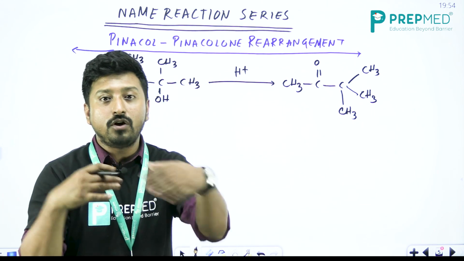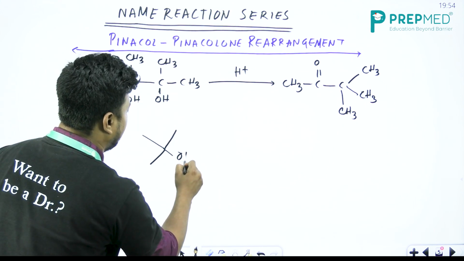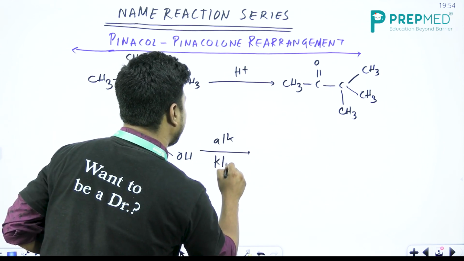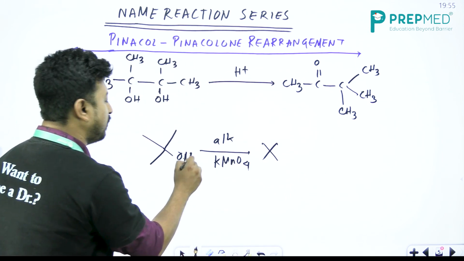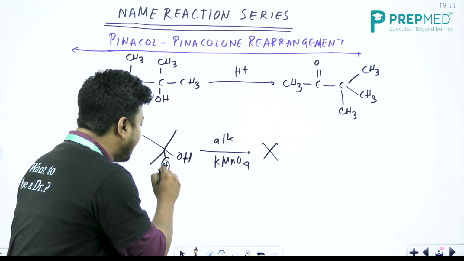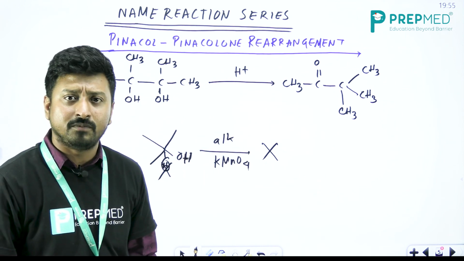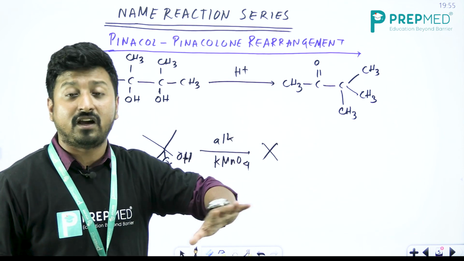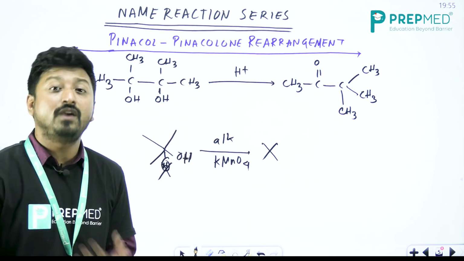See, if we want to convert a tertiary alcohol, suppose I use alkaline KMnO4, this will not do anything, any reaction will not happen. Why? Because this one does not contain any alpha hydrogen, so this oxidation reaction is not possible. So direct conversion of a tertiary alcohol to its corresponding ketone is very difficult, or not possible here. But using this Pinacol-Pinacolone rearrangement reaction, we can do that.